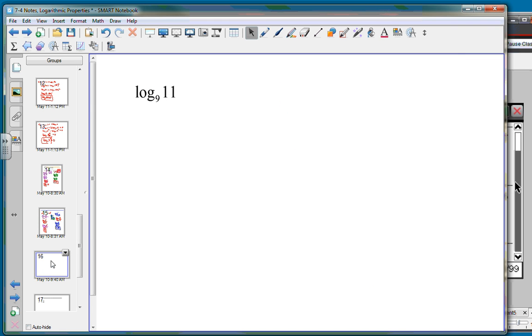Log base 9 of 11. Do they have anything in common, 9 and 11? No.